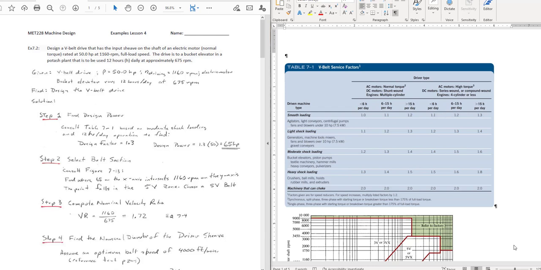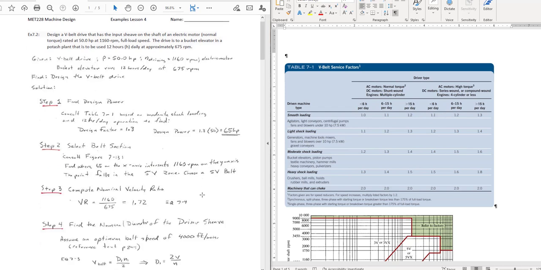Okay, so what we're given here is an electric motor that's going to be driving this belt drive system at 50 horsepower. It's going to be turning at 1160 RPMs. That is the speed of that motor. We're supposed to reduce that down to 675 RPMs for our drive. This is a full-blown belt drive problem, and it's like 12 steps. There's a lot of processes to it, so there's going to be several movies to get through this one. But the first step is to find the design power.